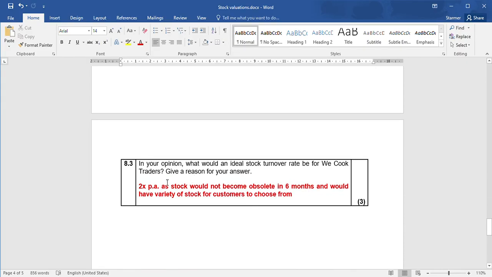And then the last question here, in your opinion, what would an ideal stock turnover rate be? Okay, you can put anything here as long as you justify your answer. What I said, around about twice a year, because stock's not going to become out of date in 6 months. And also, if we've got 6 months worth of stock on hand, we can have a different variety of different microwave ovens, different makes, etc., to give our customers choice. Alright then, so that's your stock valuation methods.